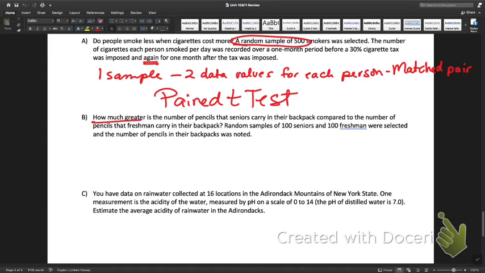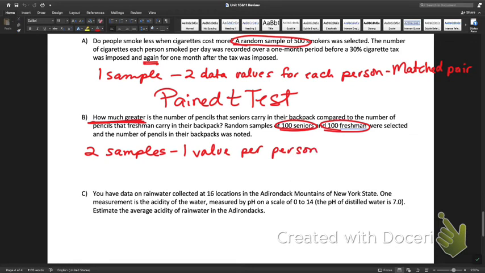B says, how much greater is the number of pencils that seniors carry in their backpack compared to the number of pencils that freshmen carry in their backpack? Random samples of 100 seniors and 100 freshmen were selected, and the number of pencils in their backpack was noted. I have two very clear samples. I have two groups here. All right, so I have seniors versus freshmen. And I'm only collecting one value per person. I'm just finding out how many pencils each person has. That's only one value per person. And the big note here is I am estimating how much greater the number is. So I'm estimating a value.